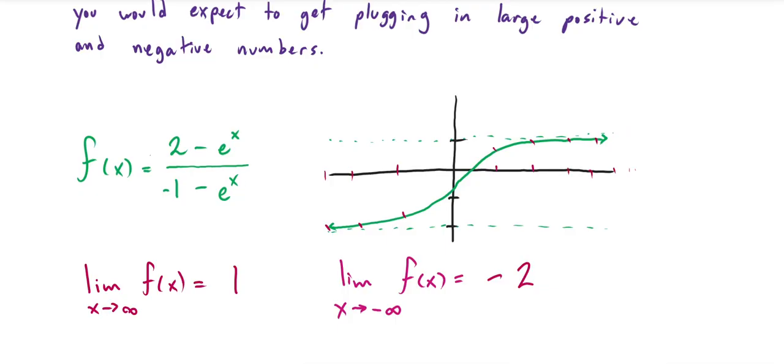Now, on the other hand, if we had really big negative numbers for x, well, remember, e to the x has a tail in that direction, a horizontal asymptote at 0. And so you really wind up with just zeros for your e to the x's, which gives you a ratio of 2 divided by -1, which is why we see a -2 down here for our horizontal asymptote.